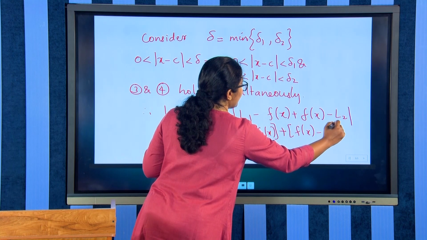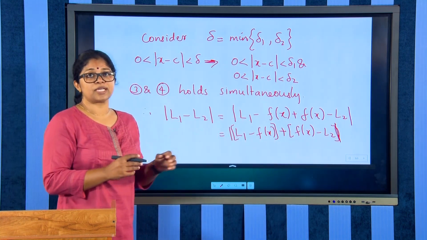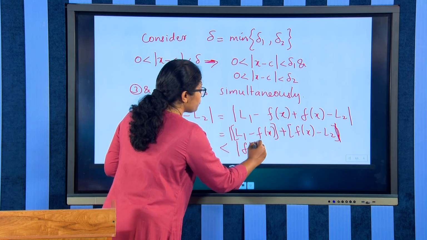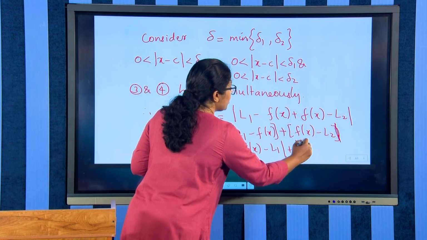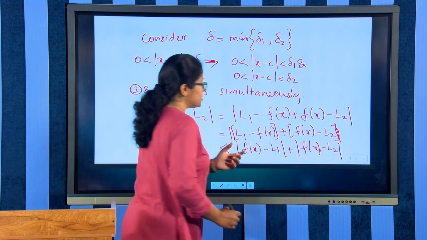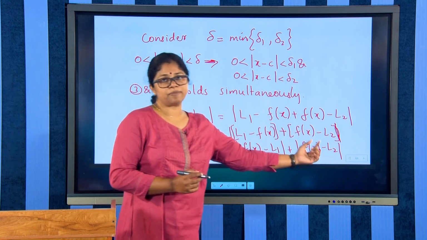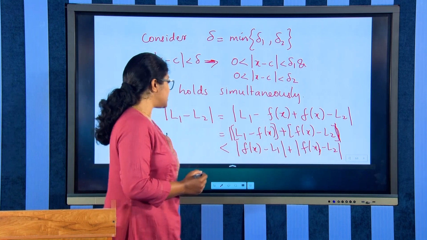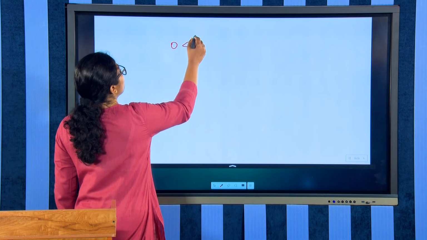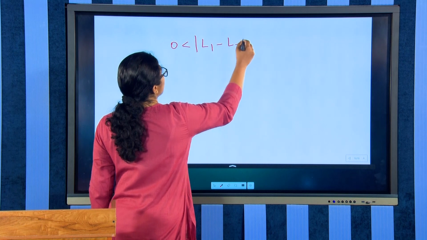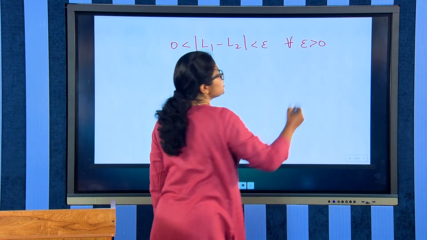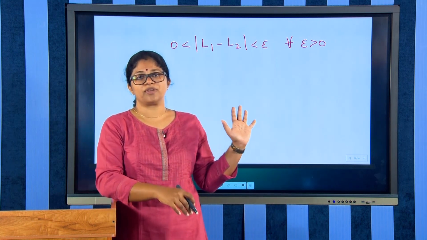We are going to apply the well known result of triangle inequality. So this is less than modulus of f of x minus L1 plus modulus of f of x minus L2, and this is less than epsilon by 2 plus epsilon by 2, and hence this becomes less than epsilon. Therefore we have 0 less than modulus of L1 minus L2 less than epsilon for every epsilon greater than 0, because we had started with an arbitrary epsilon.